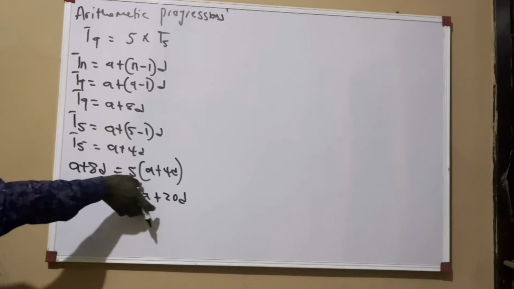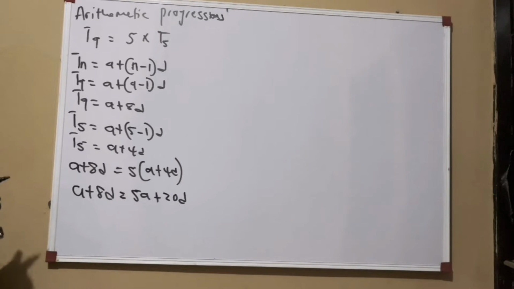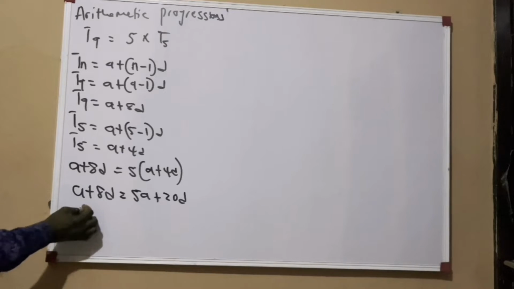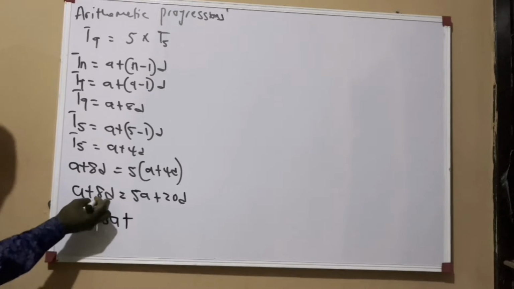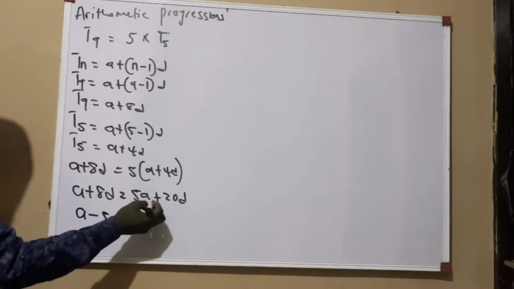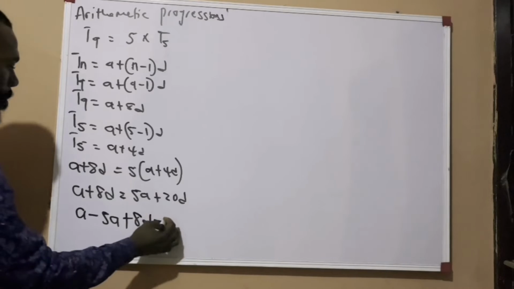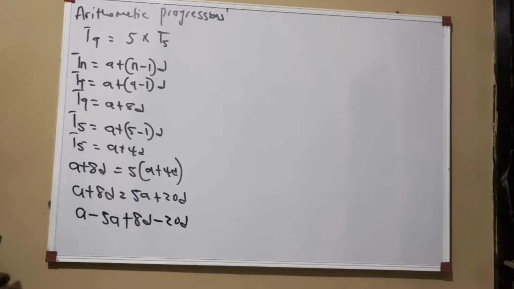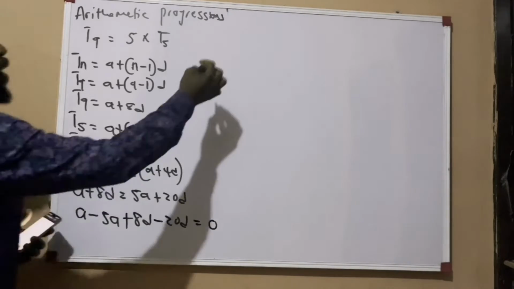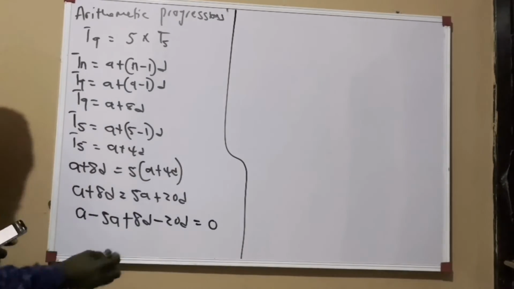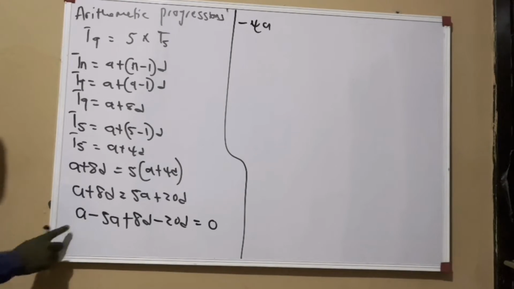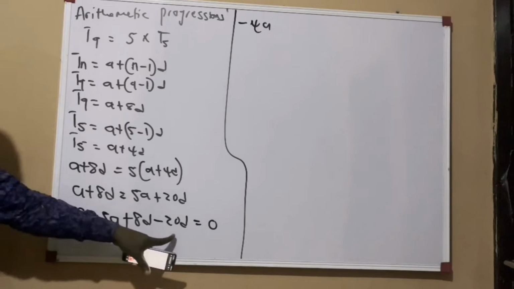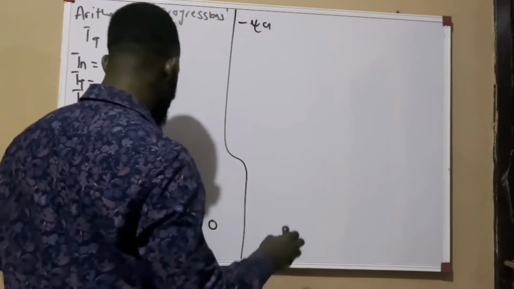Now, if 5A should come this way, it becomes minus 5A. So here we're going to have A minus 5A, okay, plus I have a positive 8D. Now when plus 20D crosses, it becomes minus 20D. Okay, now equate all to 0. Now A minus 5A gives us a negative 4A, because 5A is far bigger than A. Now 8D minus 20D also will give us a negative 12D.